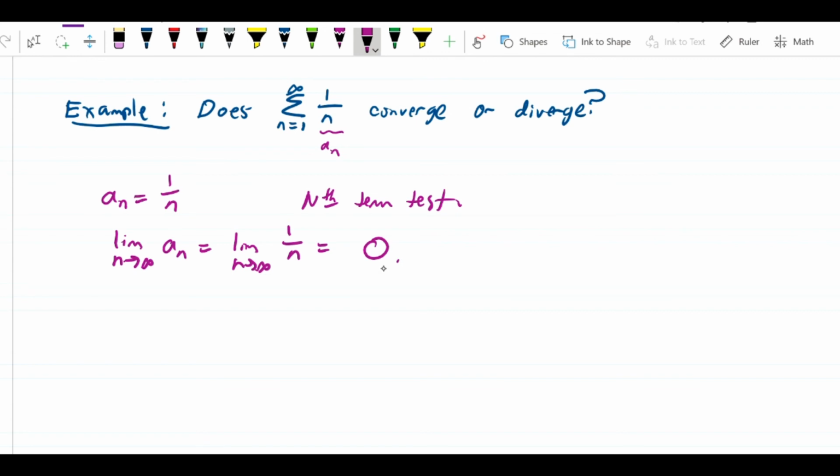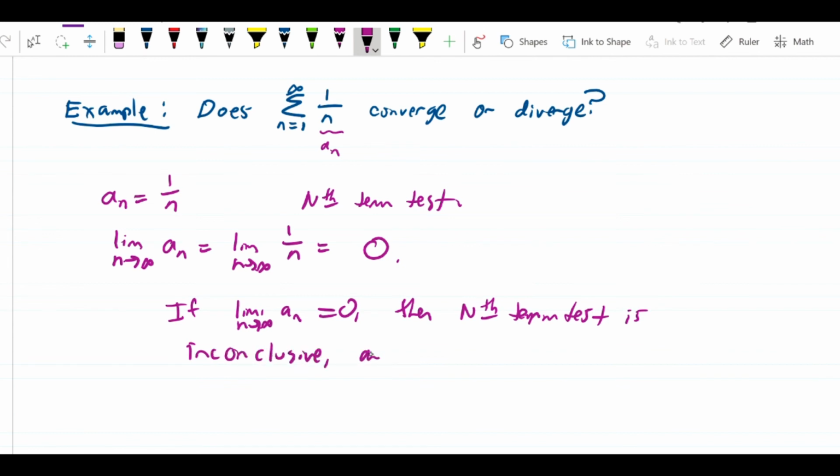It's tempting to say, well, it wasn't not 0. Not 0 would mean that it diverges. Therefore, we got 0, so that must mean the series converges, but that's not the case. If the limit of a_n is equal to 0, then the nth term test is inconclusive and says nothing about convergence or divergence.